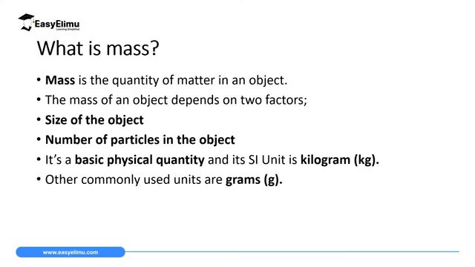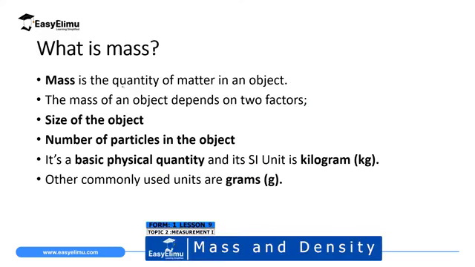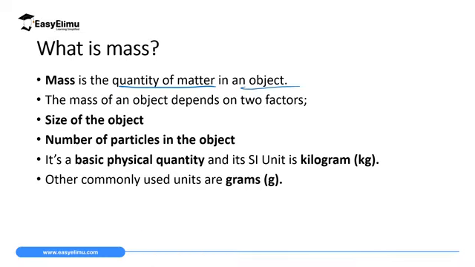Now, what is mass? Mass is defined as the quantity of matter in an object, and this quantity of matter depends on two factors. First is the size of the object, and secondly the number of particles in the object. Now, mass, as we said earlier in the introduction to measurements, is a basic physical quantity. Basic physical quantity means it cannot be obtained from any other quantity, but can only be measured directly using a measuring instrument.